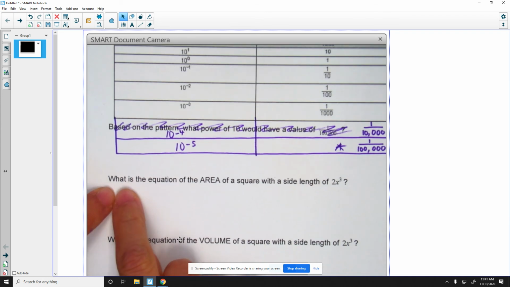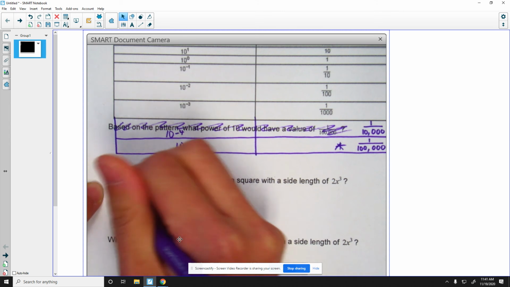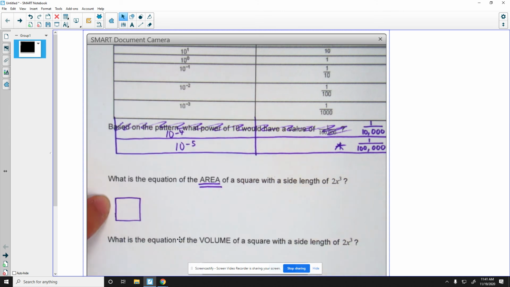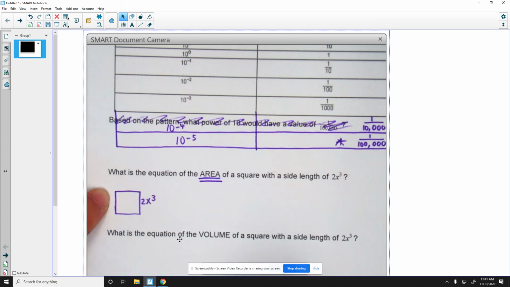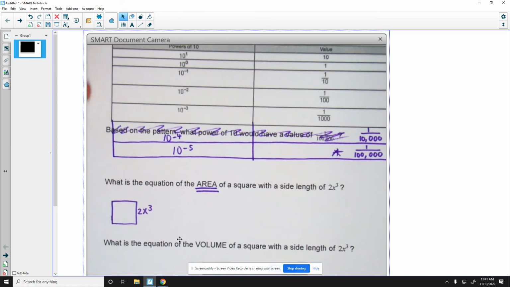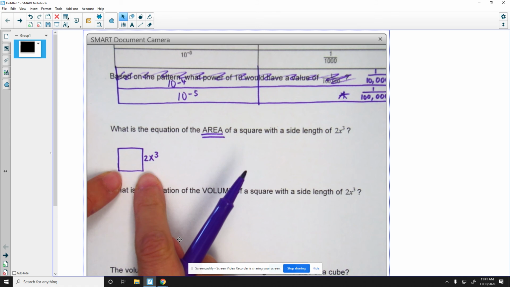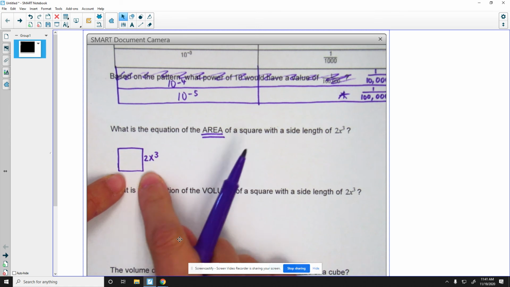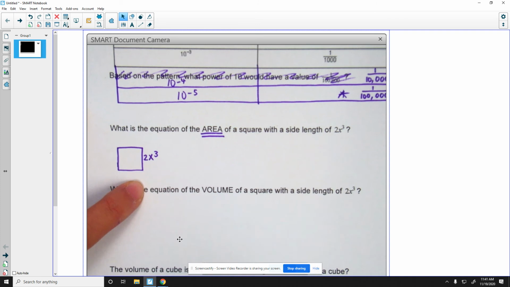The second one says, what is the equation of the area of a square? So let me draw a square. I have a square and it has a side length of 2x to the third. All right, someone in person, in class, do you think you know, not the answer, but what's the equation? Like, how do I write it to get the answer? Andrew?